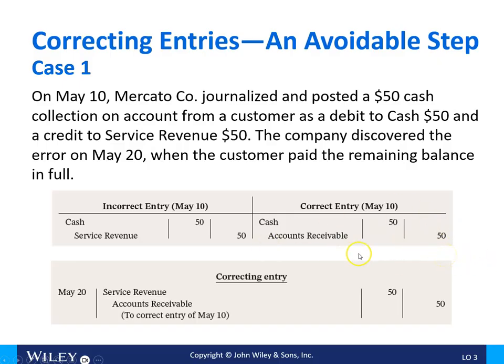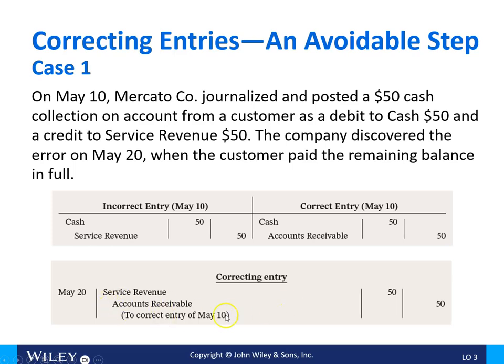So that's the correct entry we should have made. But what we did instead is we debited cash and credited service revenue. Okay, so that's the incorrect entry. To correct this entry, we're going to debit service revenue. So take that credit and offset it with the debit so that the net is zero.